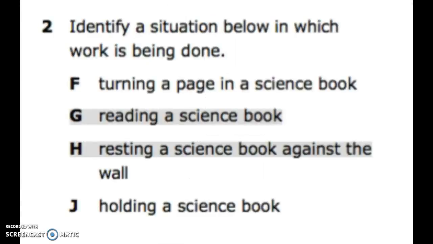Number 2. Identify a situation below in which work is being done. F. Turning a page in a science book. G. Reading a science book. H. Resting a science book against the wall. And J. Holding a science book.